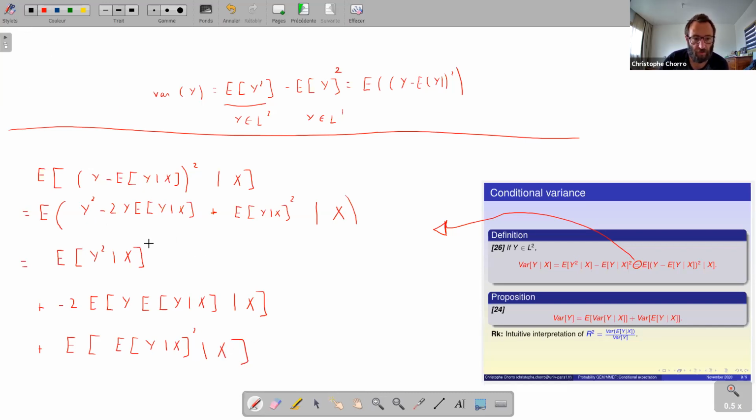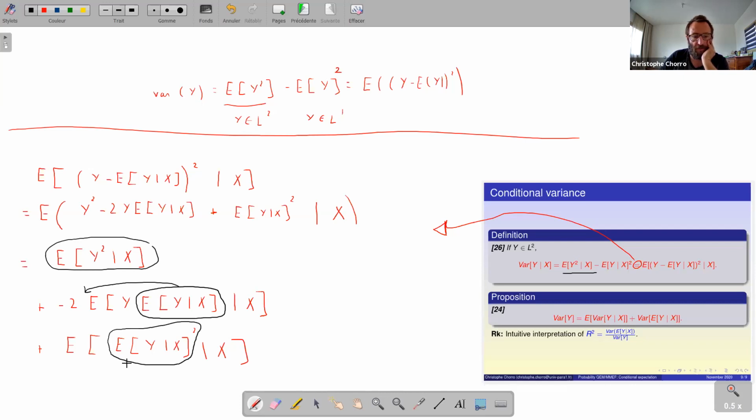For the first term, no problem, it will be this one. That will be exactly the one involved in this first definition here. And what happened for these two? Keep in mind that I have a function of x. So from the previous proposition, I have a function of x that I can remove from the conditional expectation. Here, the same. This one can be removed.